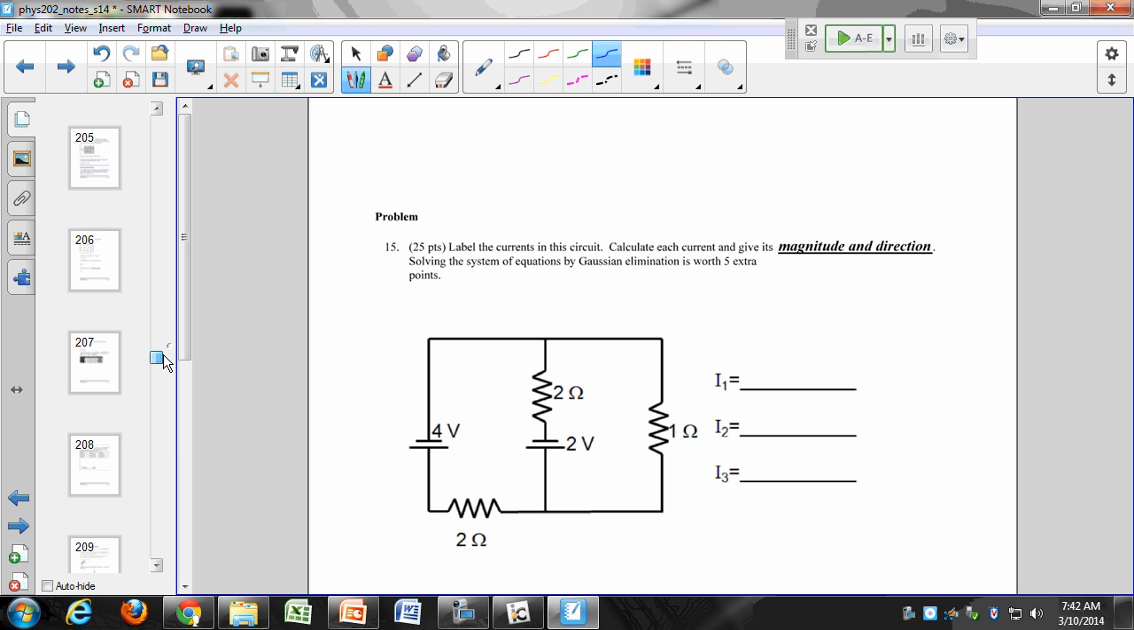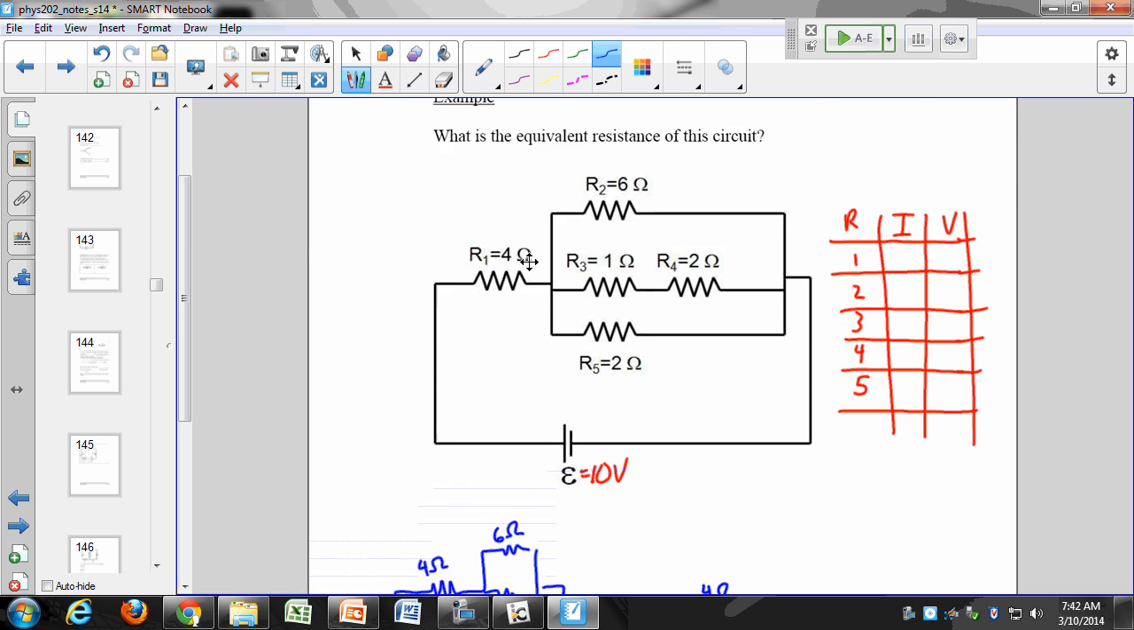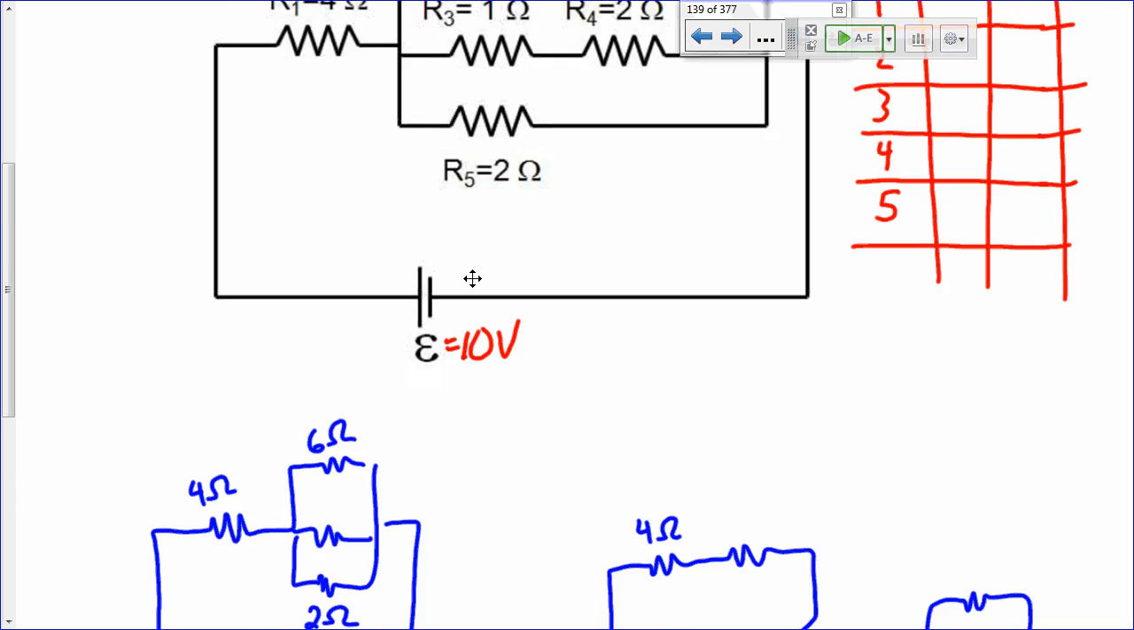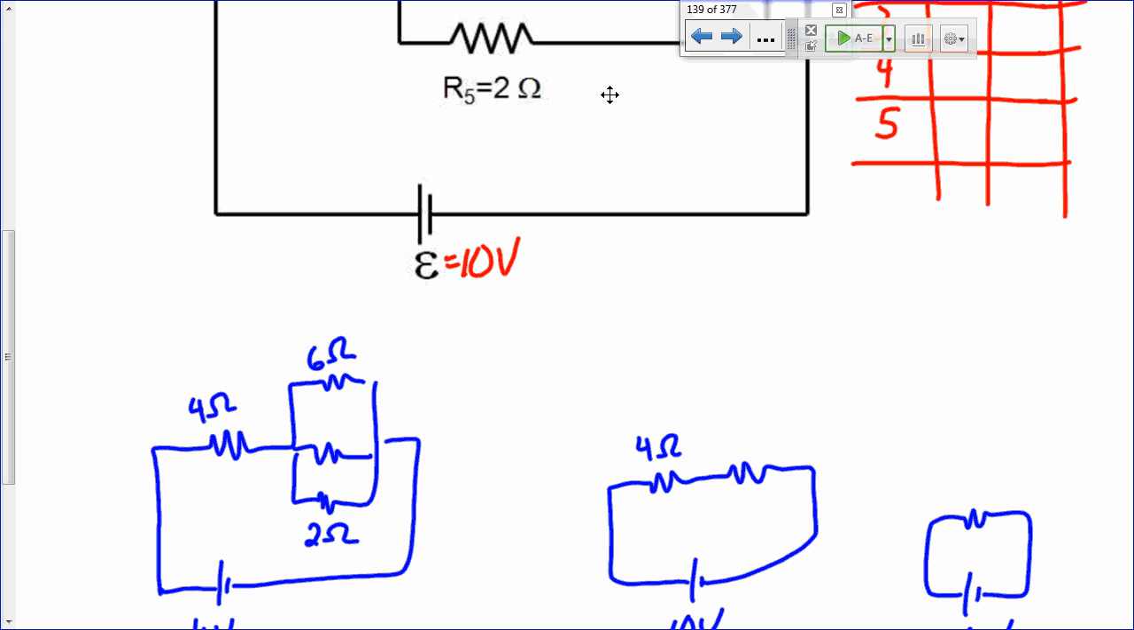Does anybody have the equivalent yet? Right, it's 5 ohms. So let me pull this back up. I have a series of resistors that are equivalent here to this circuit. So here I've just replaced R1, R3, and R4. What is this resistor that's unnamed right here? That's 3, right? So it's just 1 plus 2 is 3 ohms.